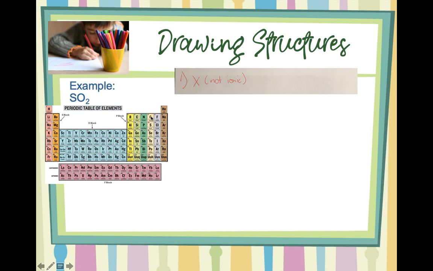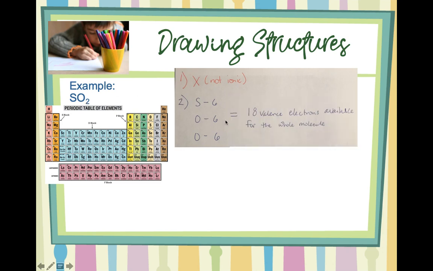So I skip step 1, I go to step 2, which is where I add up the valence electrons. It turns out that sulfur and oxygen are in the same column, so they're going to have the same number of valence electrons: s2 and p4. So they're going to have 6 valence electrons each. Sulfur brings 6 and both oxygens bring 6, right? So in total, I have 18 valence electrons available for the whole molecule to be stable. None of them are stable right now, so they're going to have to do some sharing.